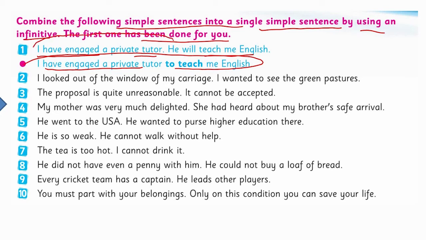He will teach me English. I and he here, but the private tutor here and the he here is the same person. We replaced it with the pronoun he. The second is: I looked out of the window of my carriage. I wanted to see the green pastures. How will you change it? Yes. I looked out of the window of my carriage to see the green pastures.